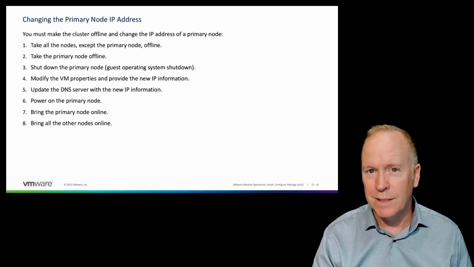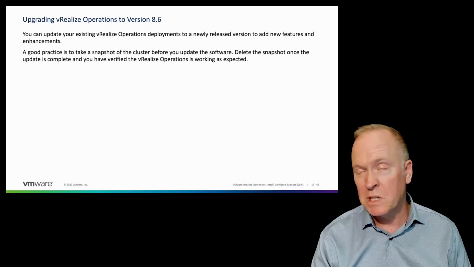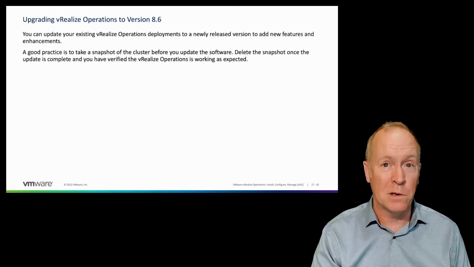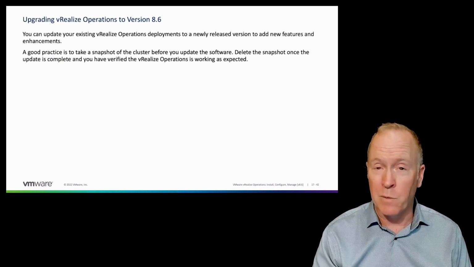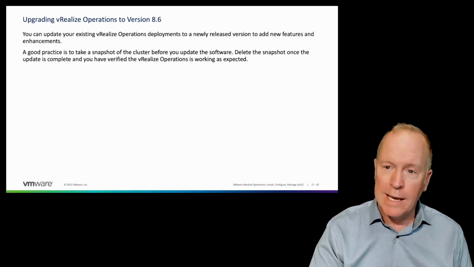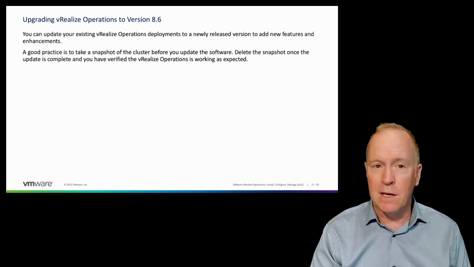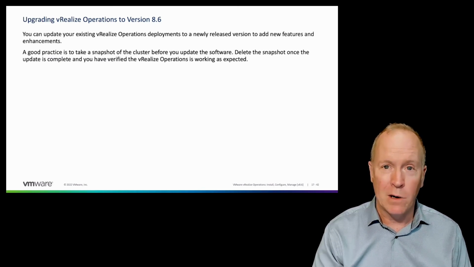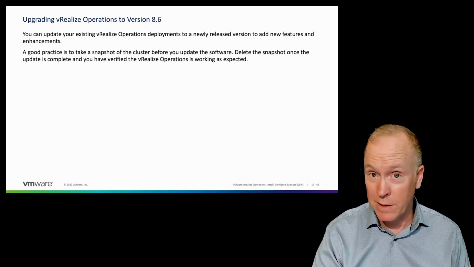If you're running an older version of vRealize Operations, for example, vRealize Operations 7.4, you can upgrade from older versions of vRealize Operations to newer versions. If you plan to do that upgrade, one of the recommendations that we make is that you take a snapshot of every node in the cluster. That way, if the upgrade should fail for some reason, you can easily and quickly restore the functionality of vRealize Operations by simply deleting the snapshot.